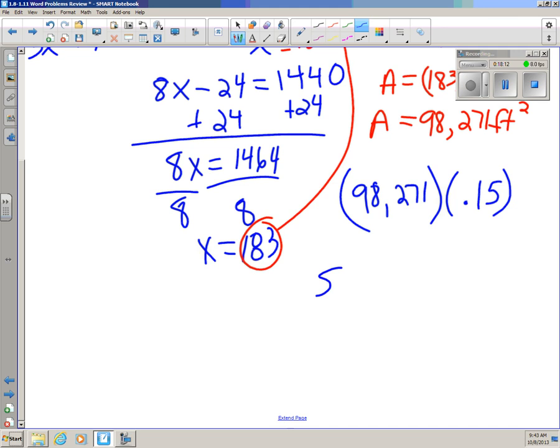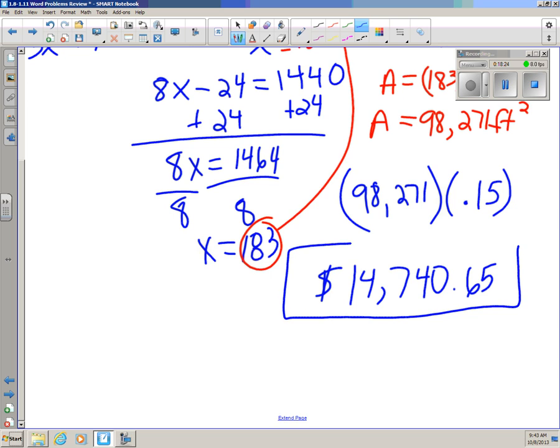The total amount of money that Mrs. James is going to have to spend on grass is a lot. $14,740.65. That's your final answer.